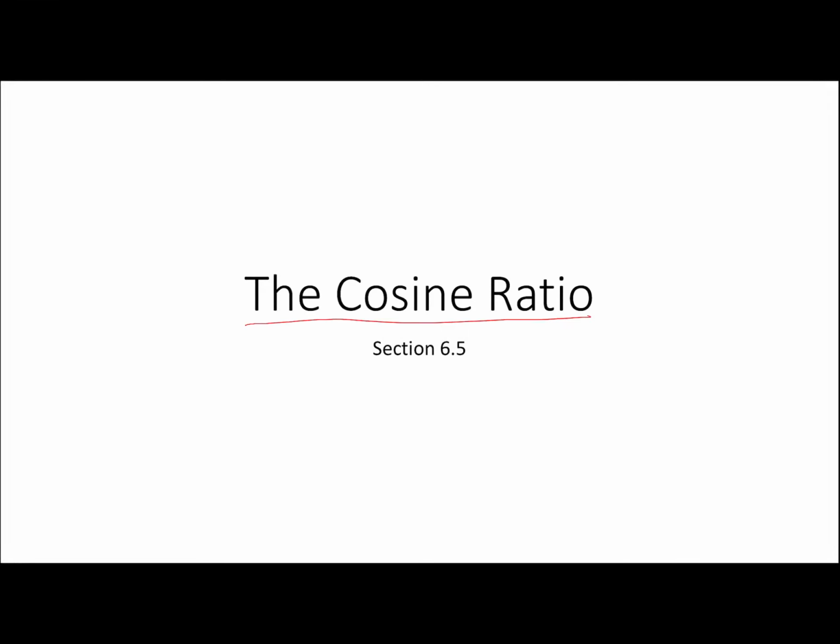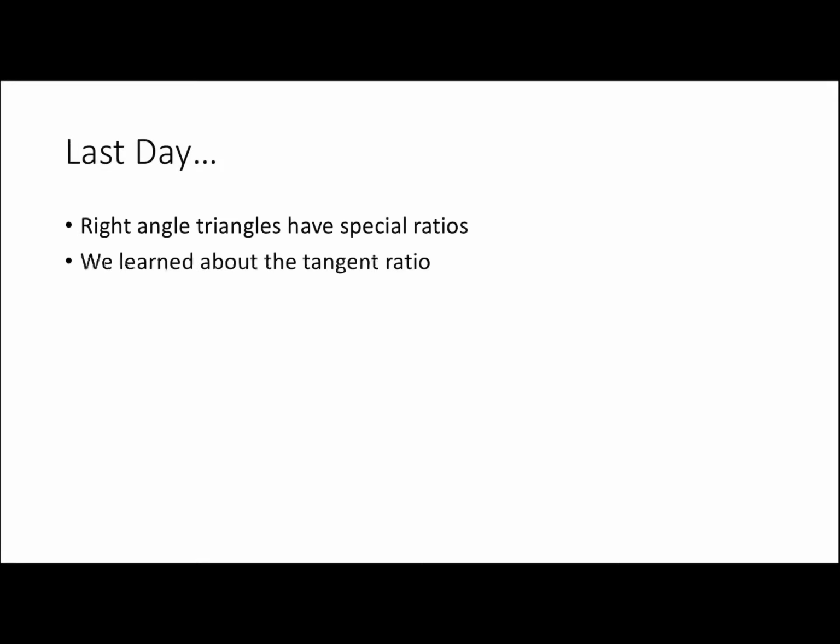Okay, this is about the cosine ratio, which is the last of the three ratios that have to do with triangles. Okay, what did we learn? Right angle triangles have special ratios. We learned about the tangent ratio. What does that mean? It means if we have a triangle and it's right angled.